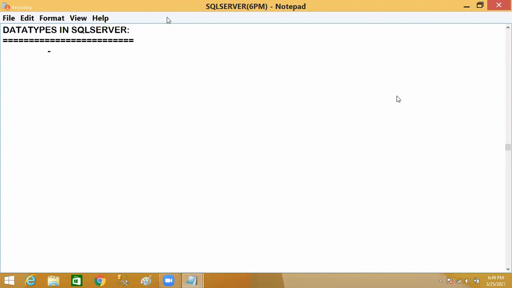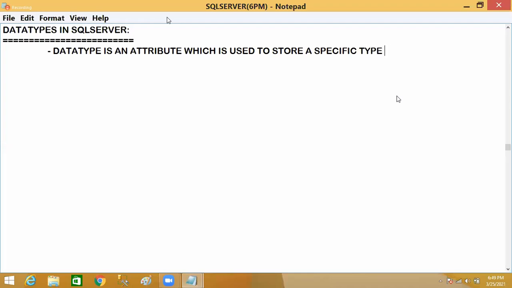Basically, what exactly is a data type? Simply we can say, a data type is an attribute which is used to store a specific type of data into a column. This is what data types are telling us.